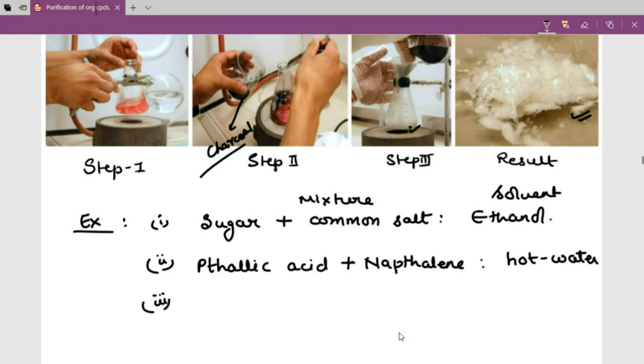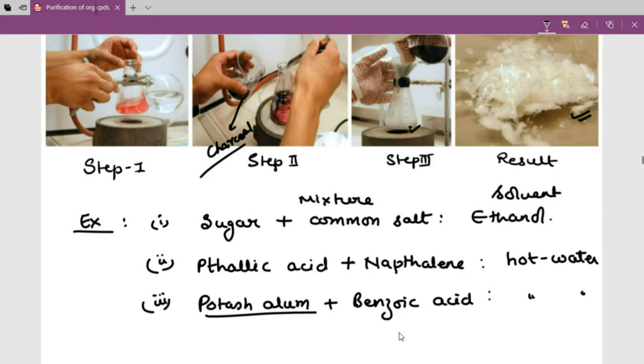If you have, say, potash alum and benzoic acid, again you can use hot water. Benzoic acid is soluble in hot water, insoluble in cold. Potash alum is highly soluble, I would say, in cold water also. Okay, you can have blue vitriol, that is copper sulfate, separated by adding acidic water, and so on. So there are so many methods, so many combinations of impurities that you can remove using crystallization.